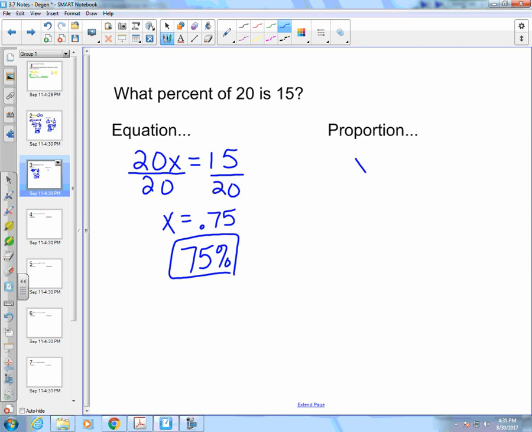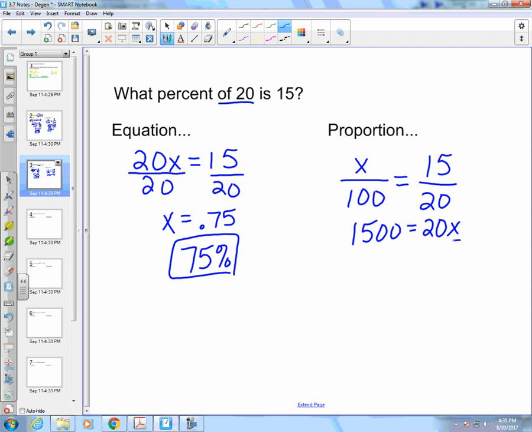As a proportion, again, we're setting up x over 100 because we don't know what the percent is. The of number goes in our denominator, and the 15 goes in the numerator. It's the only place left. So you have 1500 equals 20x. When we divide by 20 on both sides, we know that the zeros cancel out, so we really have 150 divided by 2. We're looking at 75% for our final answer.